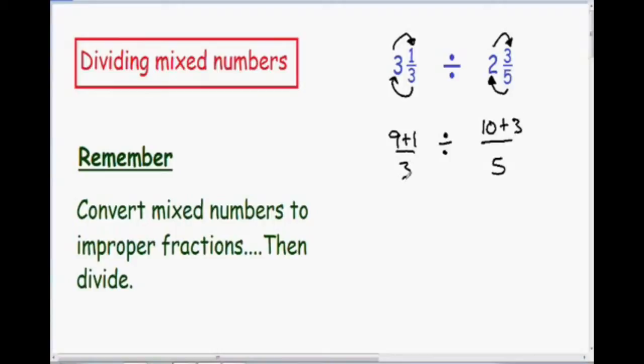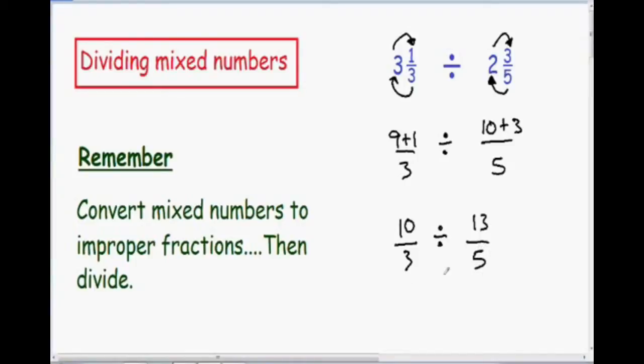So let's simplify these fractions as much as possible. In our first fraction, we have 9 plus 1 in our numerator, and we know that 9 plus 1 is equal to 10. And our denominator stays the same. And this is being divided with our second fraction, which has a 10 plus 3 in the numerator, and we know that 10 plus 3 is 13. And our denominator stays the same, which is 5.